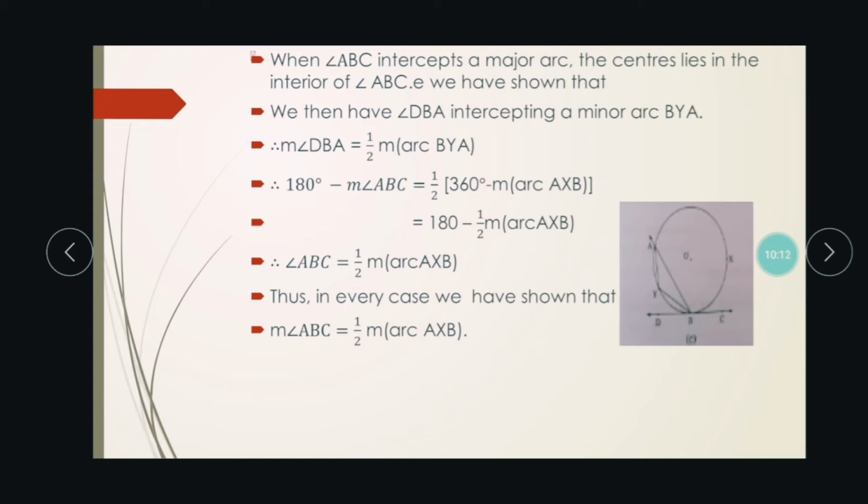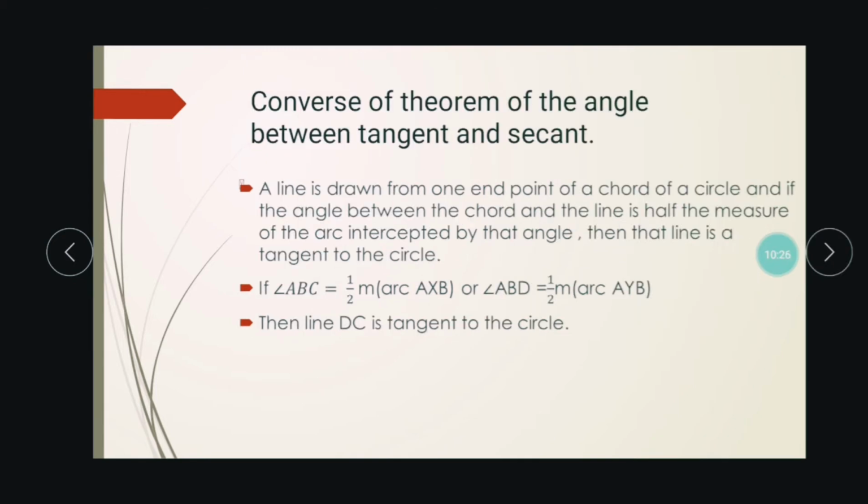Now in every case we have proved that measure angle ABC is equal to half measure arc AXB. This is the theorem. The next part is the converse of the theorem of angle between the tangent and the secant. The statement of the theorem is: a line is drawn from one end point of a chord of a circle, and if the angle between the chord and the line is half the measure of the arc intercepted by that angle, then that line is tangent to the circle. The proof of this theorem is an indirect proof. So whatever we have to prove, we have to suppose that it is not there.